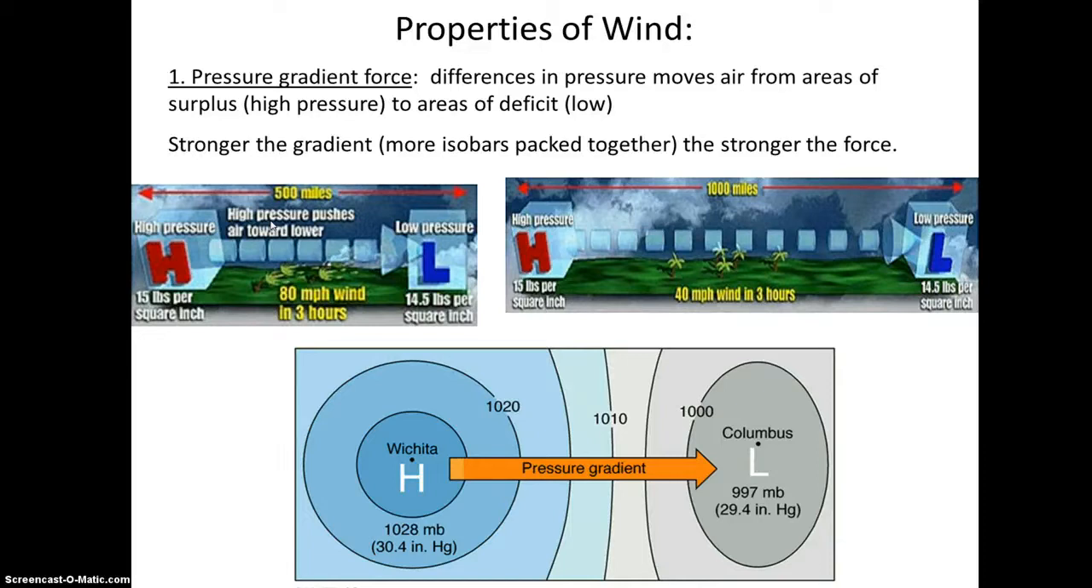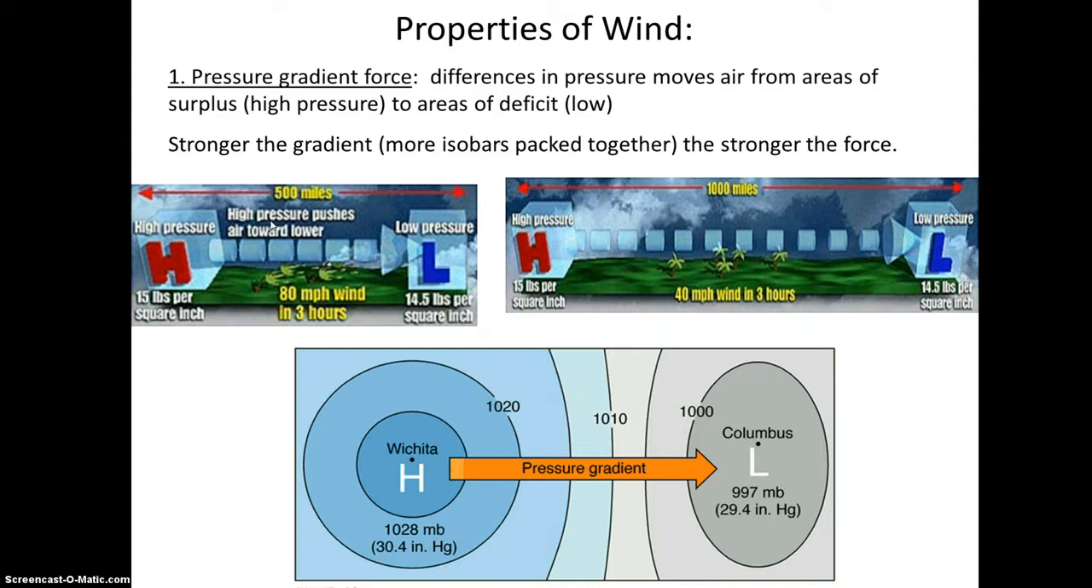So the pressure gradient force is talking about the fact that the Earth is trying to fix those areas that have less air or lower pressure, taking it from an area that has more air molecules, so from a high pressure to a low pressure. So the pressure gradient force is the movement of air molecules from high pressure to an area of low pressure. So areas of surplus to areas of deficit.